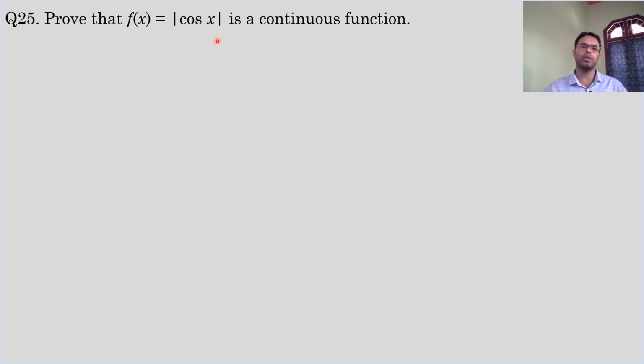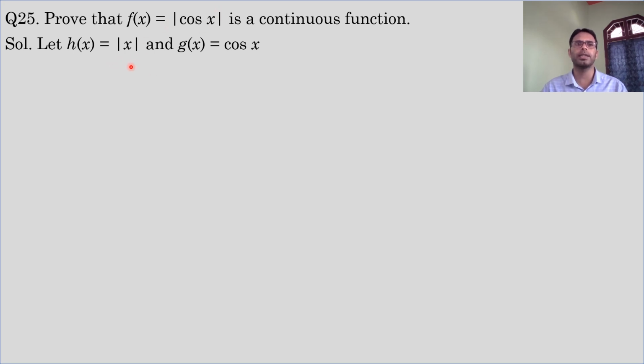So for this question you can understand the function mod of cos x very easily. You see here, I already told you there are two functions. One of the functions is the mod function, so we are taking h(x) equal to mod x, and the other function inside mod is cos x, so taking g(x) equal to cos x. So h(x) is mod x, g(x) is cos x. Now if you compose these two functions h(x) and g(x), then we will get the function f(x).